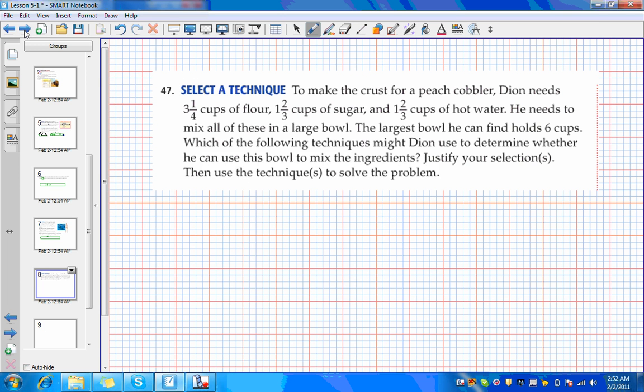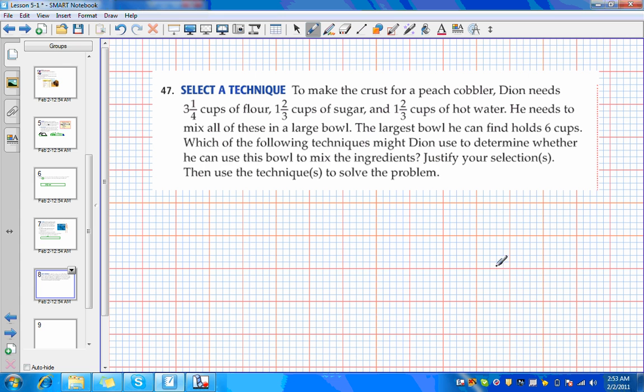All right, so now we're getting to the end. This is the last one. This one's a bit more challenging, and you have to really think about all your estimation. To make the crust for a peach cobbler, Dion needs 3 1/4 cups of flour, 1 2/3 cups of sugar, and 1 2/3 cups of hot water. He needs to mix all of these in a large bowl. The largest bowl he can find holds 6 cups.